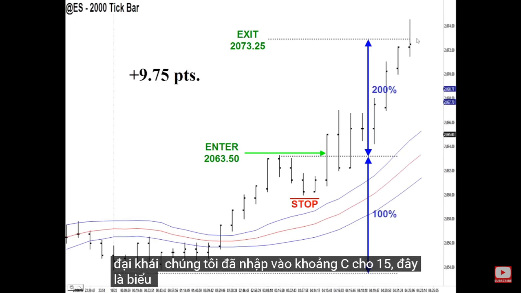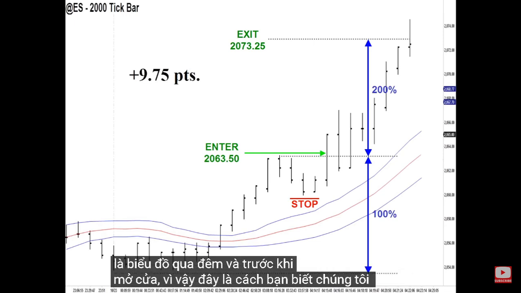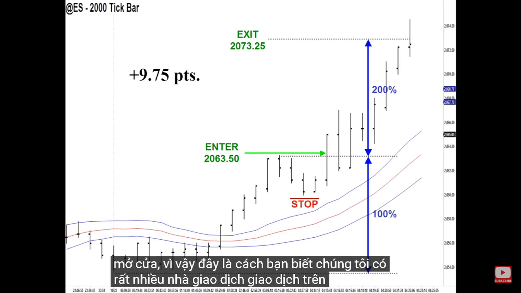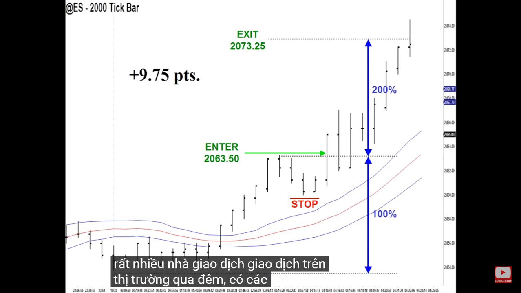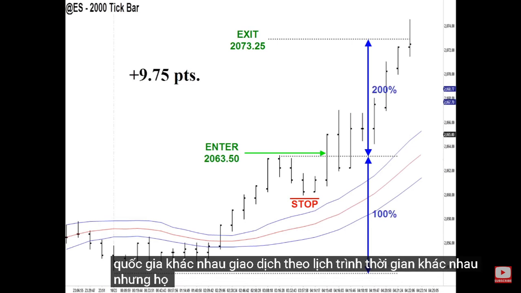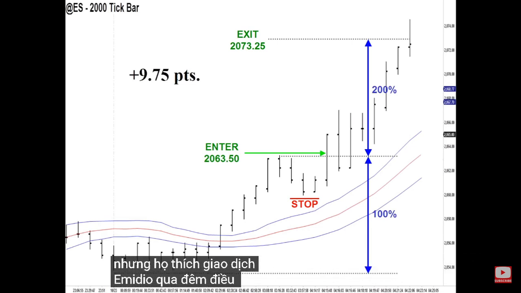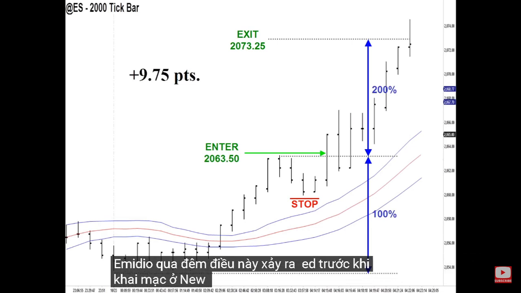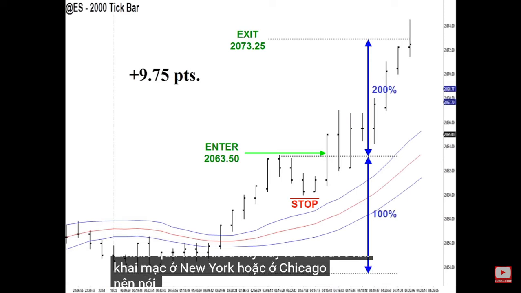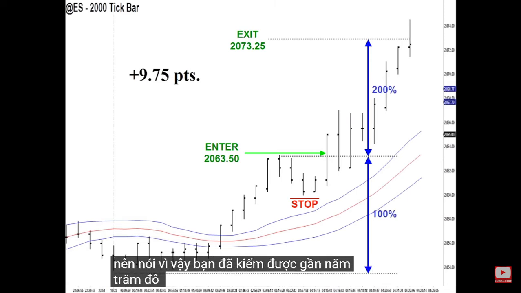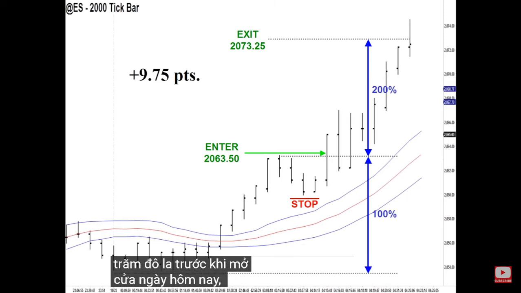This is an overnight chart, prior to the opening. We have a lot of traders who trade in the overnight markets, or in different countries on different time schedules, but they like to trade the E-mini overnight. This happened prior to the opening in New York, or in Chicago, I should say. So you made nearly $500 prior to the opening of the day. This is the beauty of this.